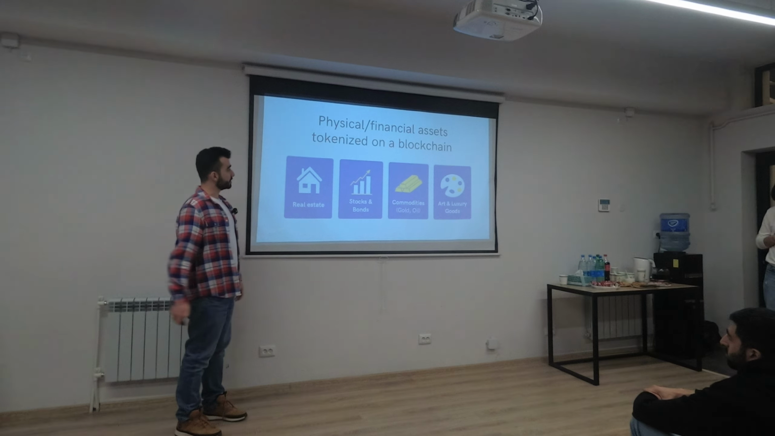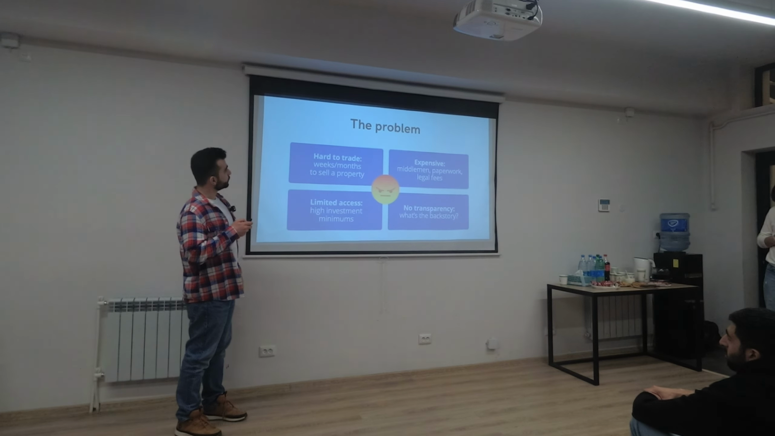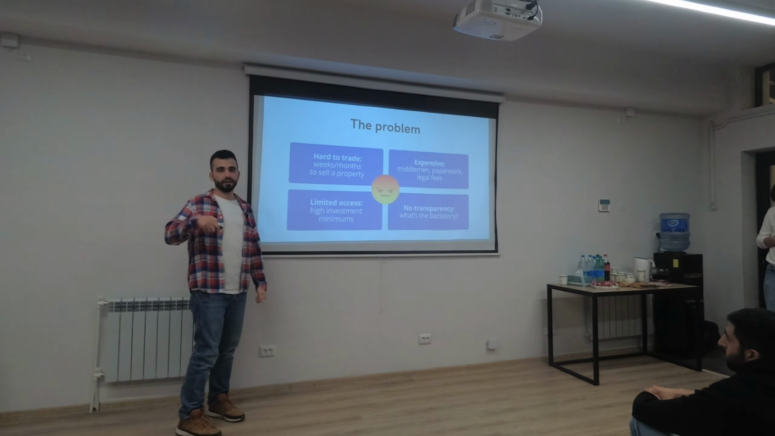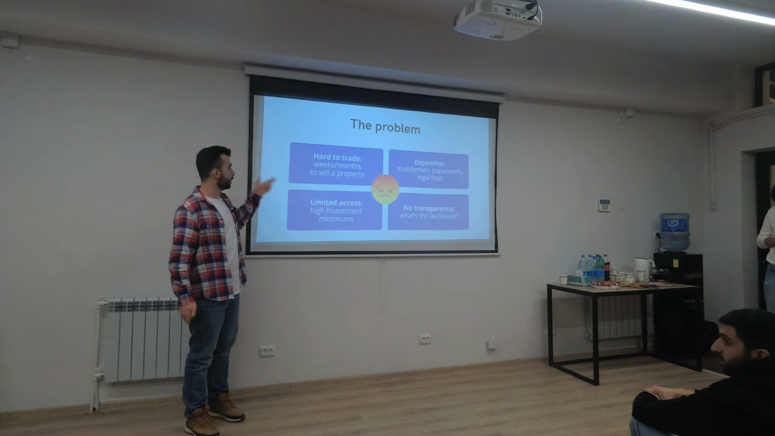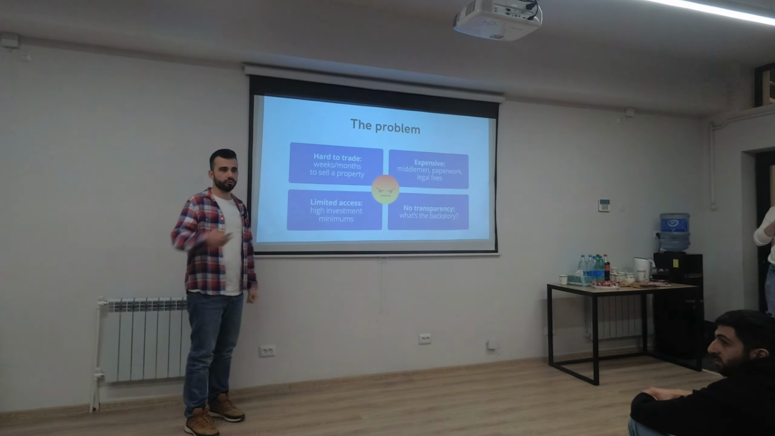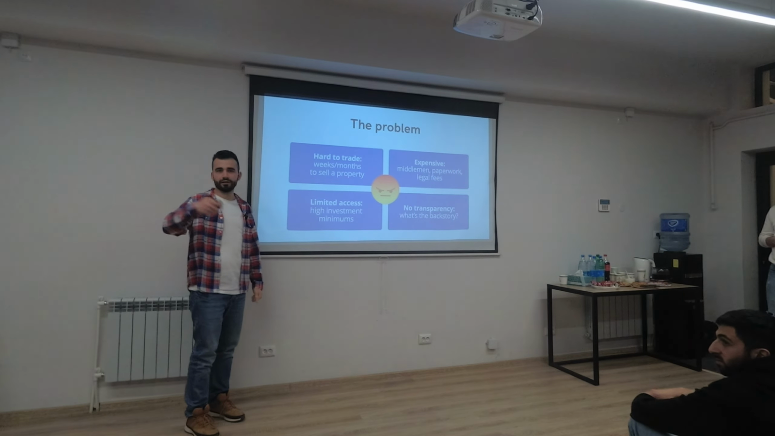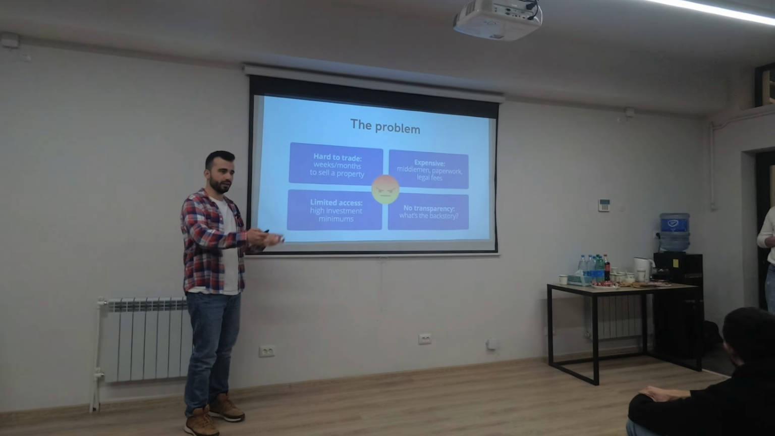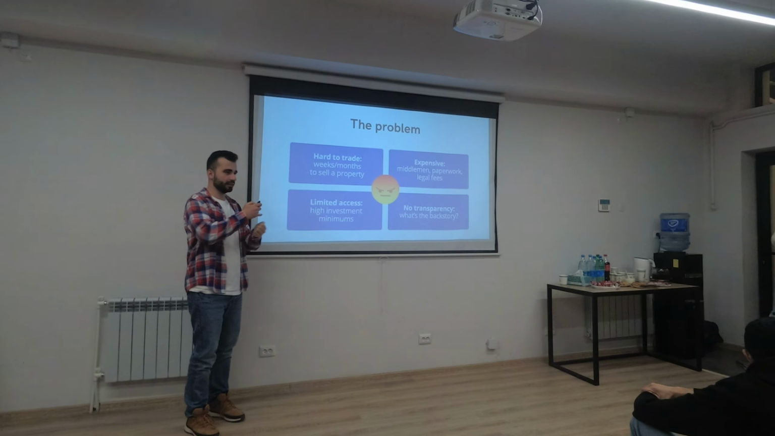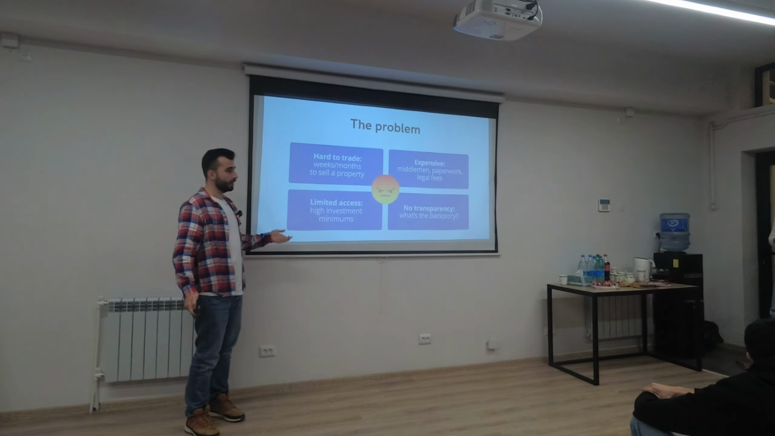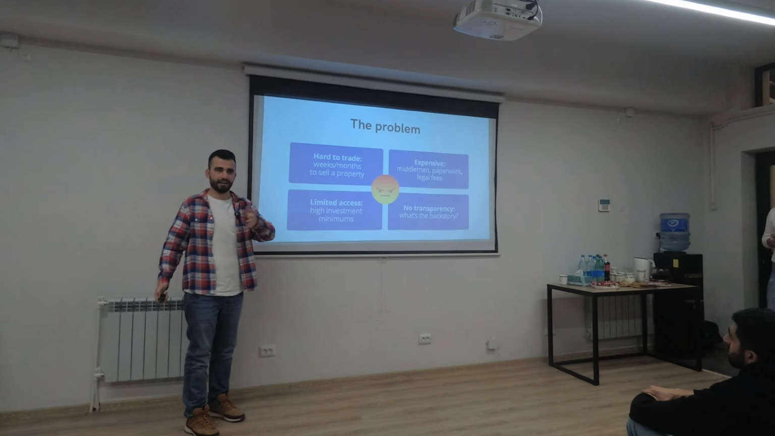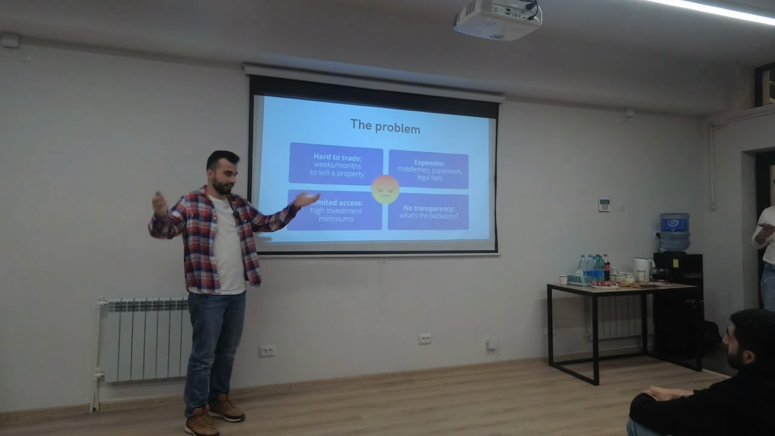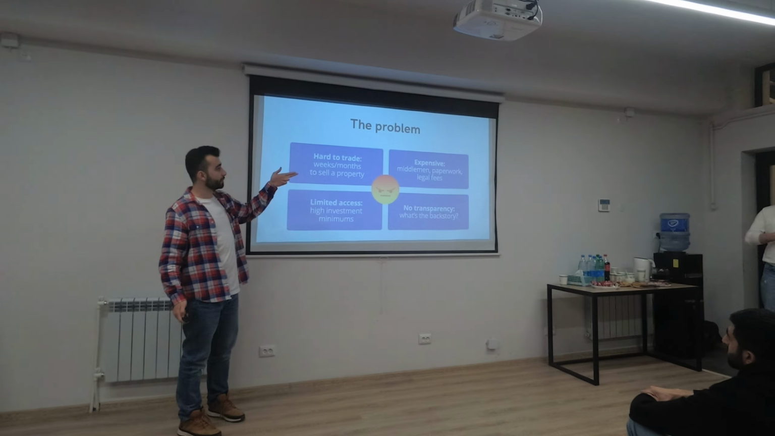Why does this matter? Because with traditional financial assets, we have several big problems. The first one is that it's hard to trade. For example, if you want to buy an apartment, you need to spend a lot of time searching for it, buying it, dealing with paperwork, middlemen and everything. It takes a lot of time, right? And you can't sell it the next day after the purchase, for example, if you don't like it for some reason.